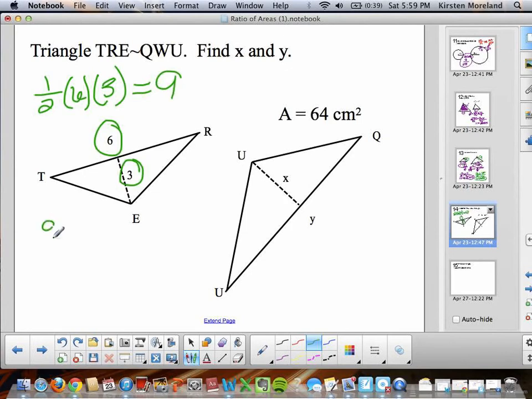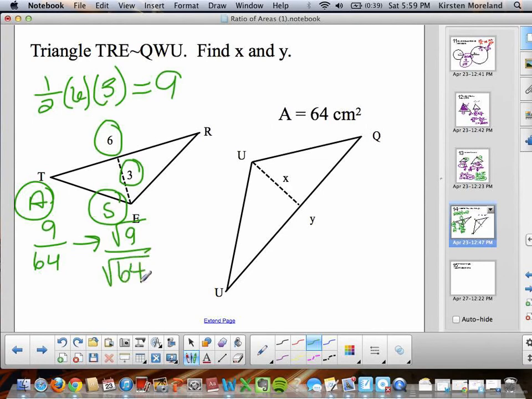So I now know that the ratio of the areas is 9 to 64. So to find the ratio of the sides, remember, I'm going to square root. And I get 3 over 8. So that's the ratio of my sides. Right? And so now I know the ratio of my sides is 3 over 8. I'm going to use that to find my missing pieces. So 3 over 8 equals 6 over y.